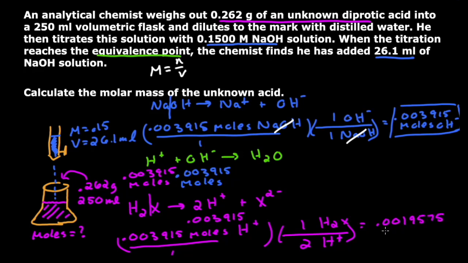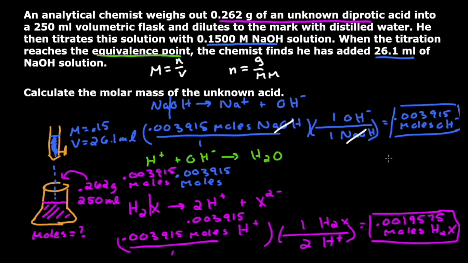So when I take this number here times 1 and divide it by 2, I'm going to get 0.001975, and that will be moles of H2X. And so this is the number of moles of H2X that I'm going to have, and I need the molar mass. So I have the amount in grams, which is up here, and I know the number of moles. So the number of moles is going to be equal to the amount in grams divided by the molar mass.